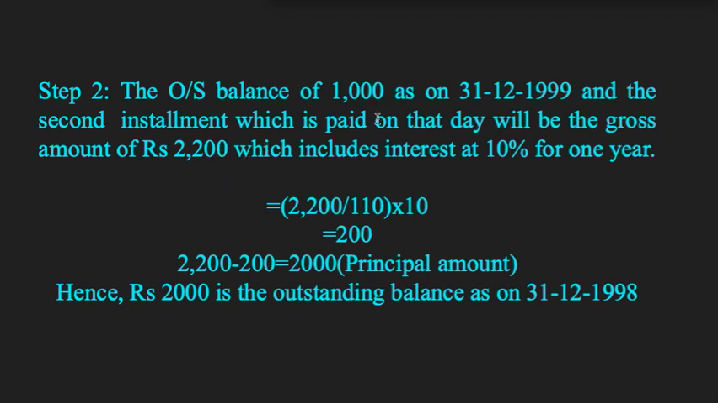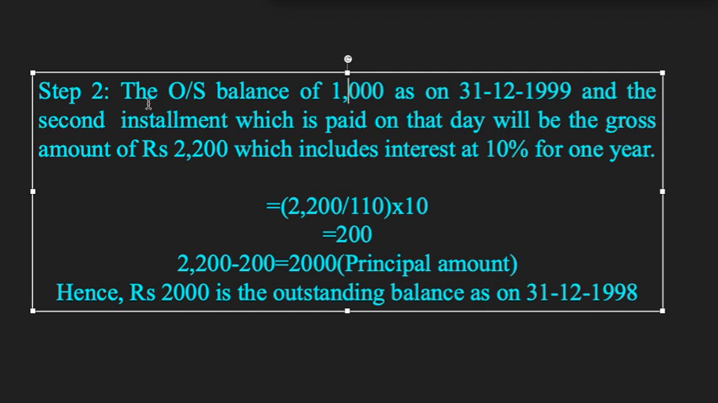So the gross amount will be this 1000 and 1200 installment, that is 1000 plus 1200 is equal to 2200. What does it include? This 2200 includes interest of 10% for 1 year. So how are we going to calculate the interest amount? It is equal to 2200 divided by 110 into 10. So the amount is how much? The amount is 200. Now this 200 is the interest amount.